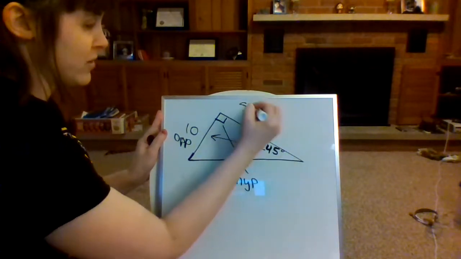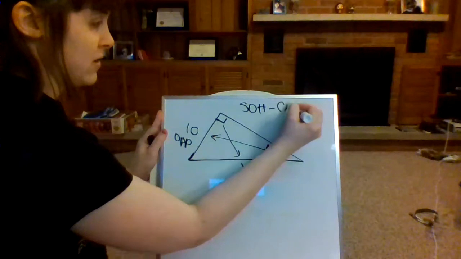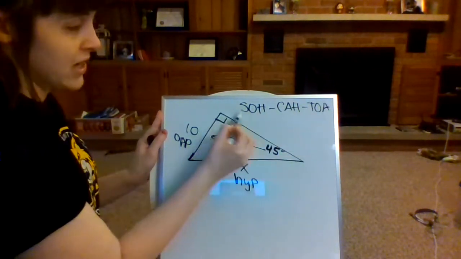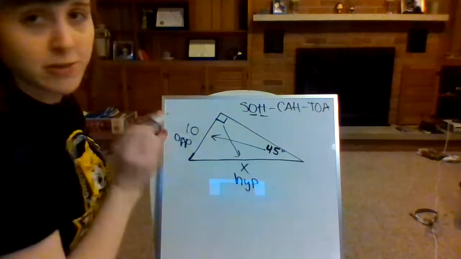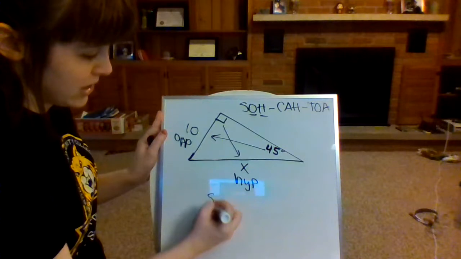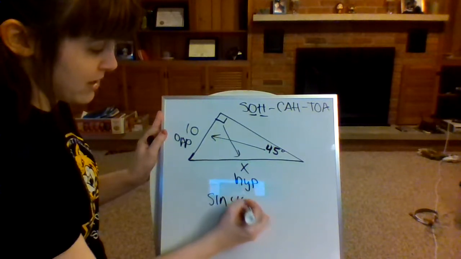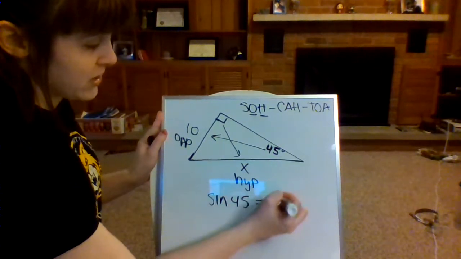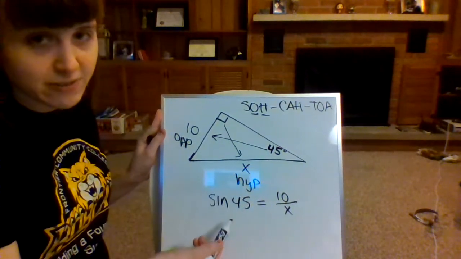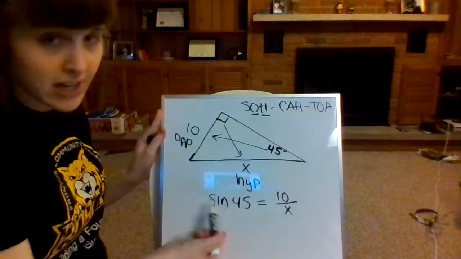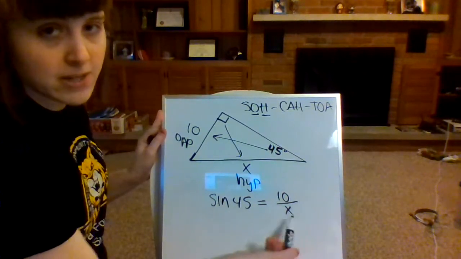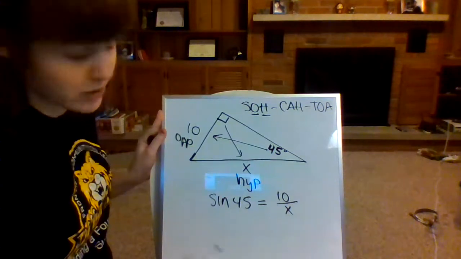If you think about SOHCAHTOA, sine is opposite over hypotenuse, and those are the sides we have. So I'm going to write sine 45 equals 10 over x. This problem is slightly different than the last one, not only because it's sine instead of cosine, but because this time the x is on the bottom. So we have a little bit more algebra to do first.